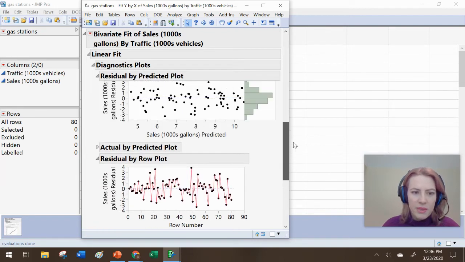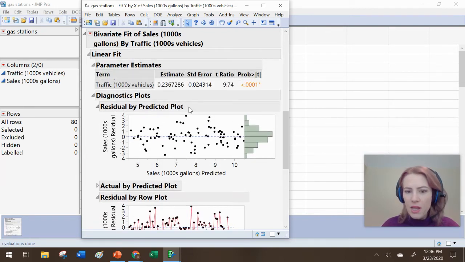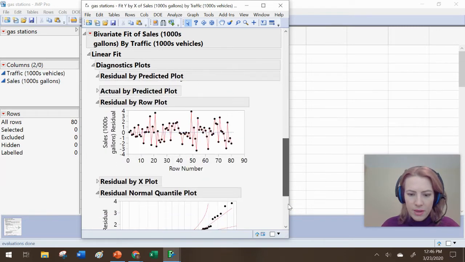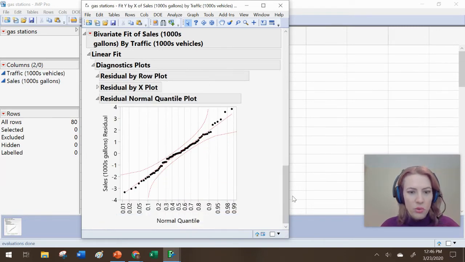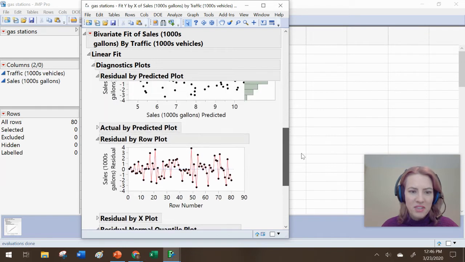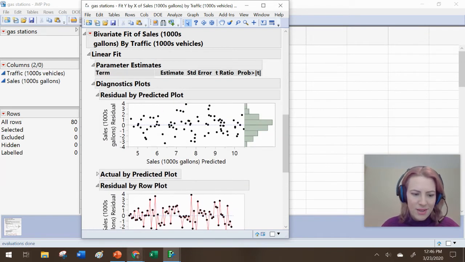All right, so we should be left with the residual by predicted plot, residual by row plot, and last, residual normal quantile plot. All right, so what can those tell us about our assumptions?